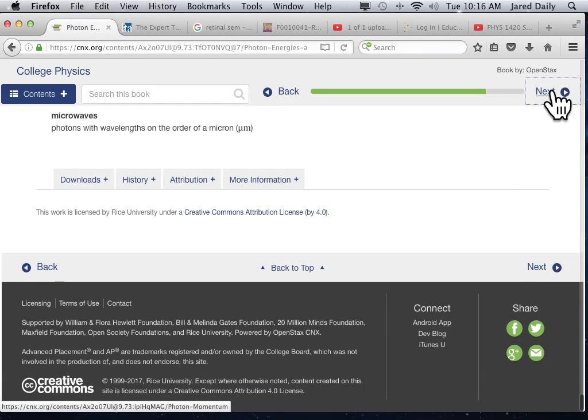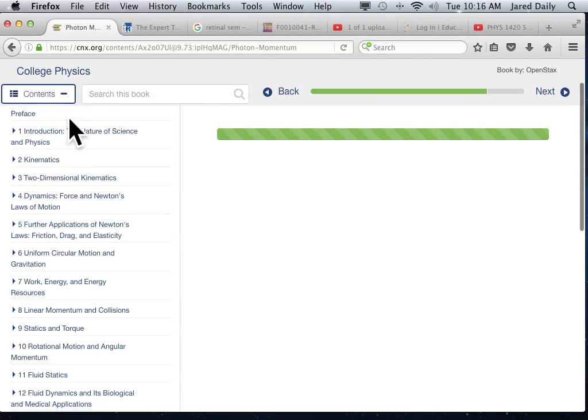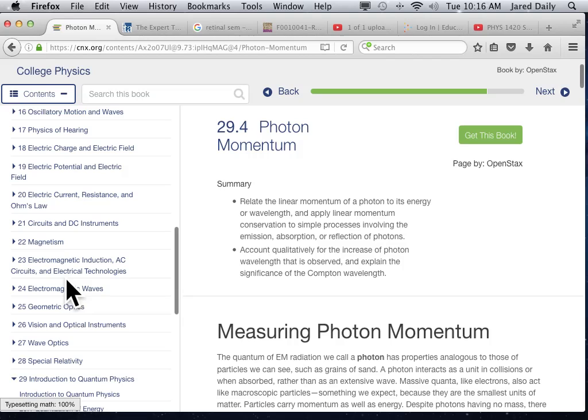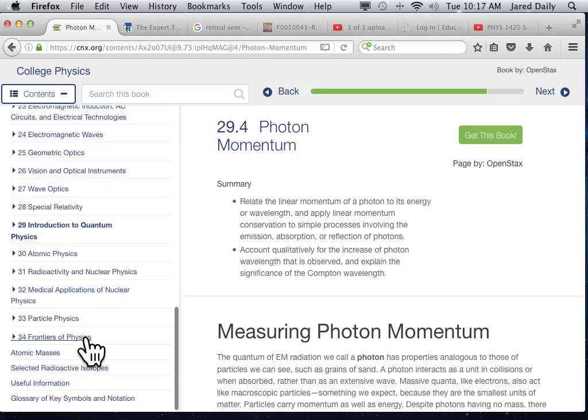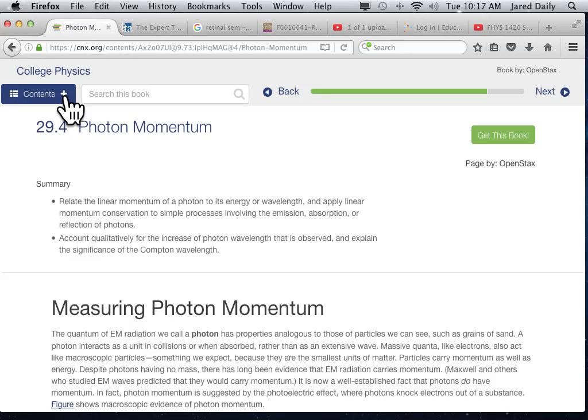All right, let's see. We're on section 29.4, photon momentum. All right, we'll go ahead and hit this at the end. Cover the next stuff next time.